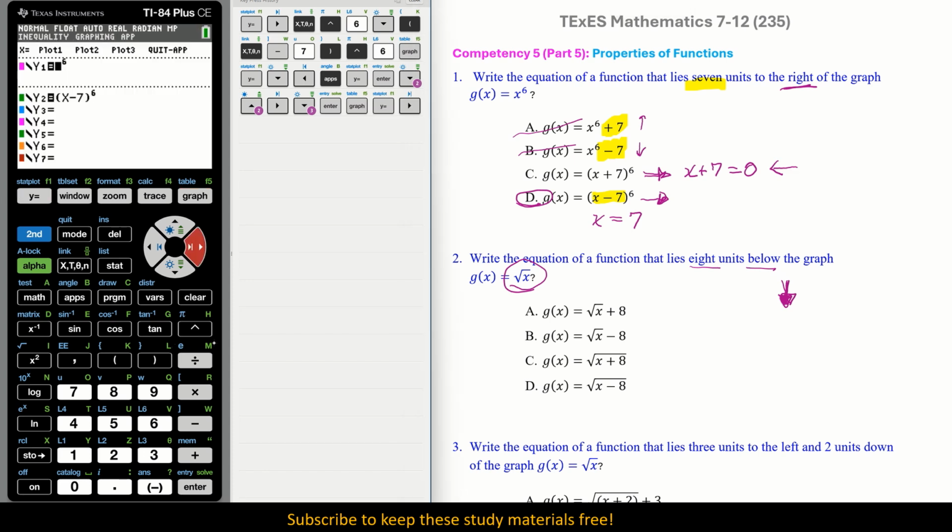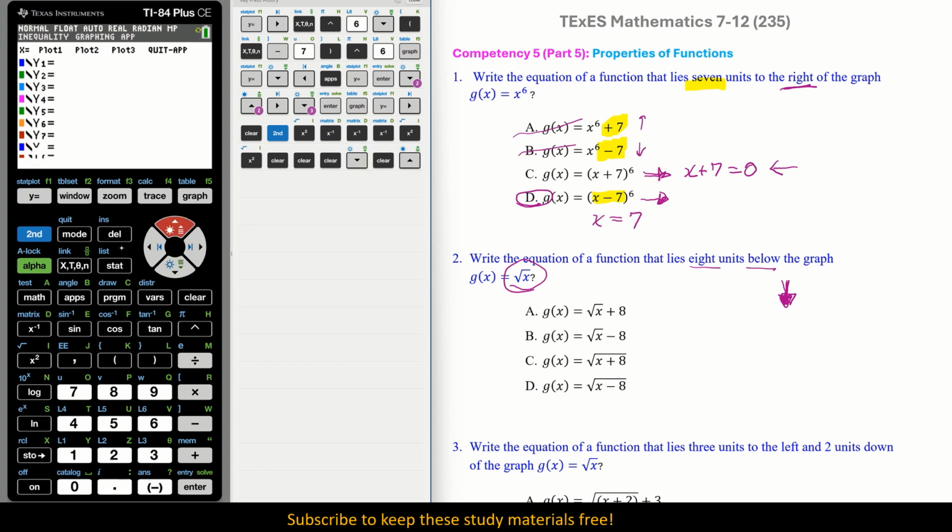Let's graph it first. Let's clear this out and say second. Remember, you need the x squared because the blue radical is right. Oops, it's right here. Oh, look at what I did. Let's clear it all out. Let's start over. Okay, second and x squared. Okay, push X. Right now, go down.